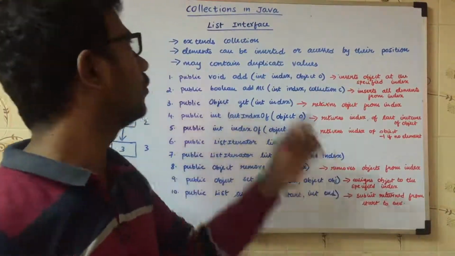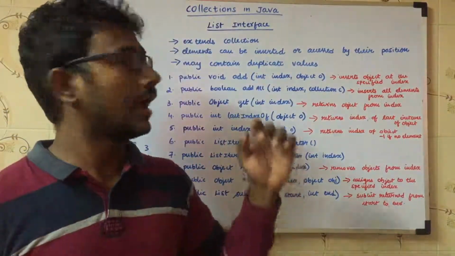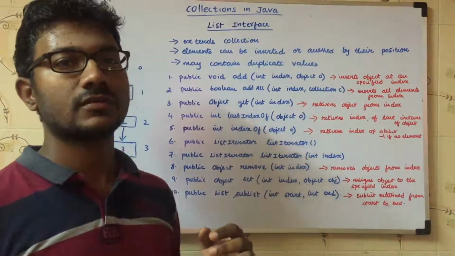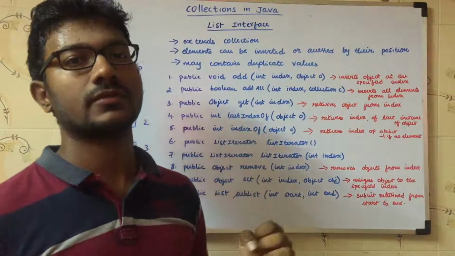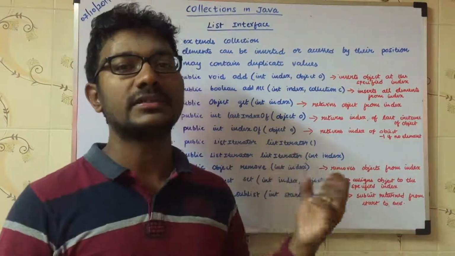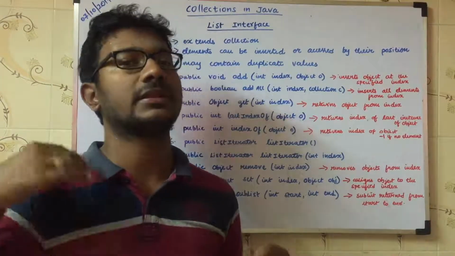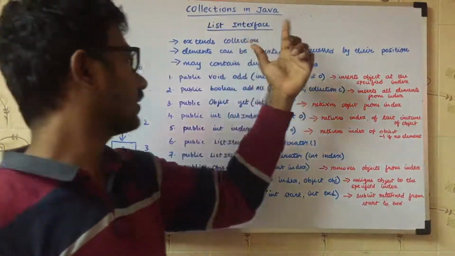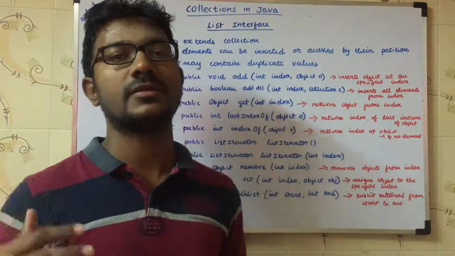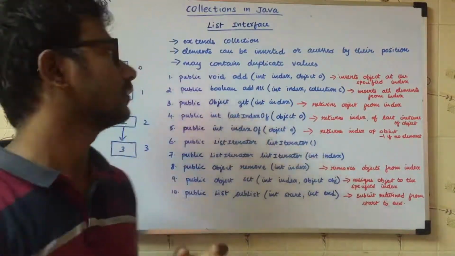Now we are going to see about the list interface in detail. The list interface, as the name suggests, is an interface. The basic definition of an interface is that it contains some abstract methods, only the method declarations. The method definitions need to be in the implemented classes. Similarly, the list interface contains only abstract methods. The actual implementation would be available in implemented classes like ArrayList, LinkedList, like that.